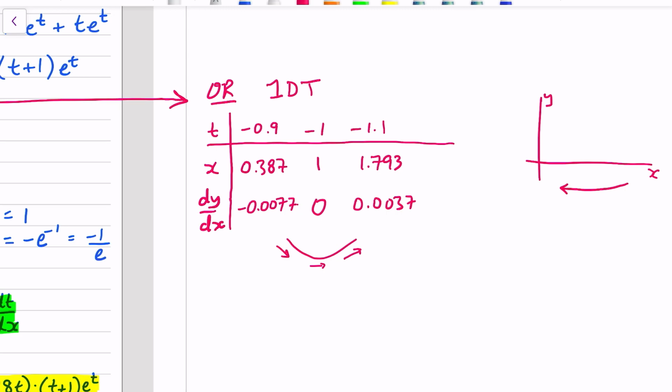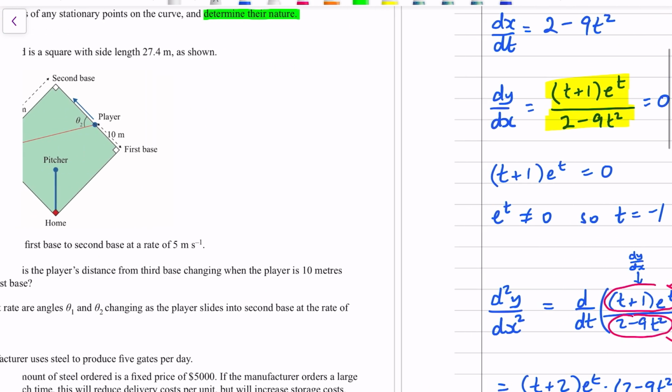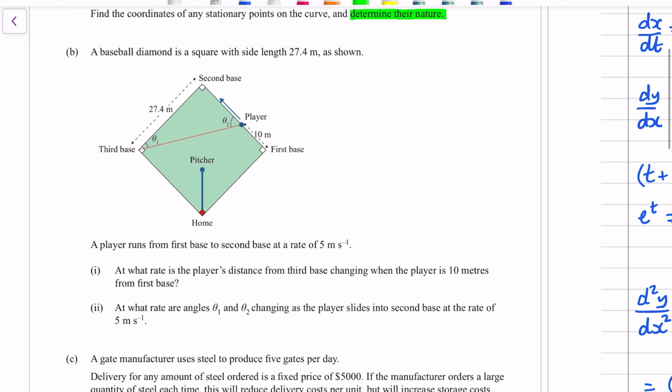Okay, so it is a minimum, but you've just got to make sure when you do the first derivative test with a parametric curve that you have your x values going from smallest to biggest. It doesn't matter about your t values going from smallest to biggest. Hopefully that made sense. Okay, second question about a baseball diamond.